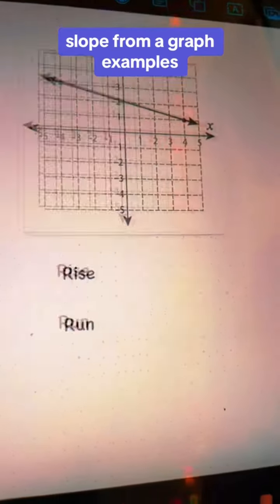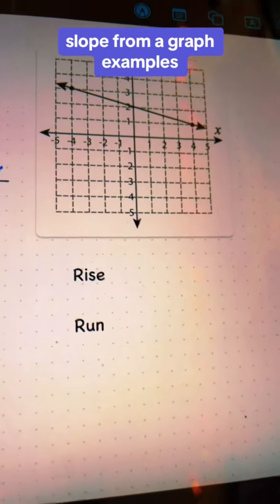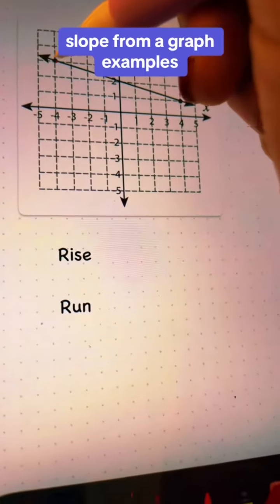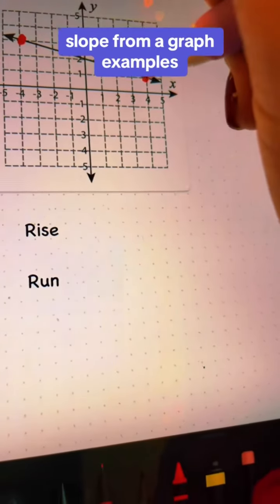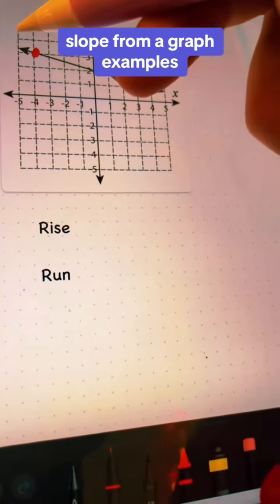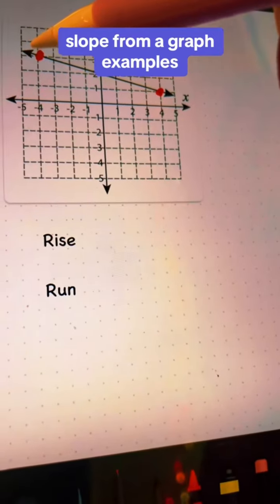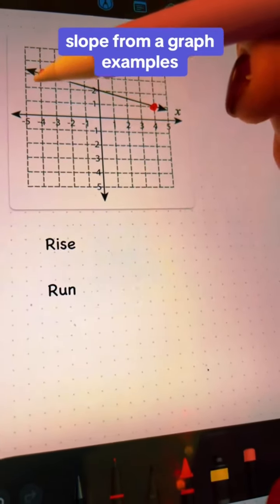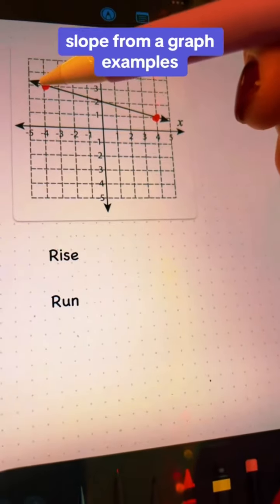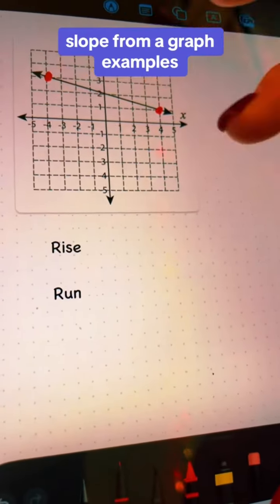Let's try it with this one. Here I don't have a positive graph. I've got 2 points right here. We've got a point at (-4, 3) and (4, 1). I'm going to start at the point on the left, but to get from the left to the right, when I start at the left, I have to go downwards. When I have to go down, that's a negative slope.